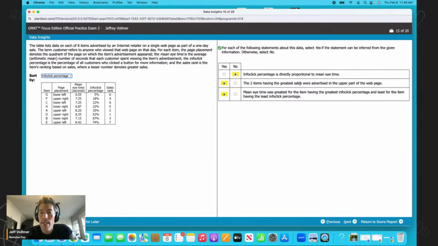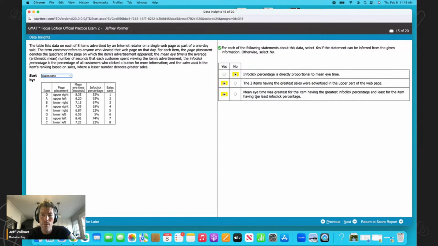Two items having the greatest sales were advertised in the upper part. Oh, we did talk about sales. I am a liar. I'm a huge liar face. We sort by sales, one and two, and they are both in the upper. That one seems pretty clear.